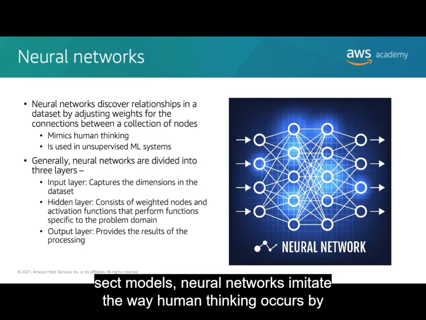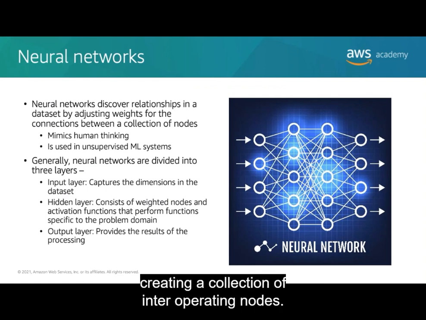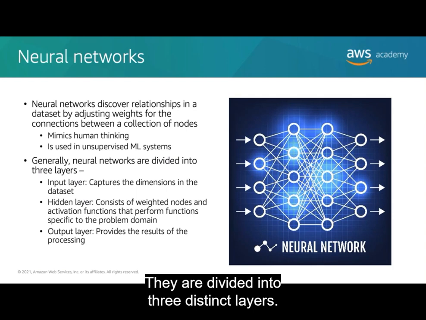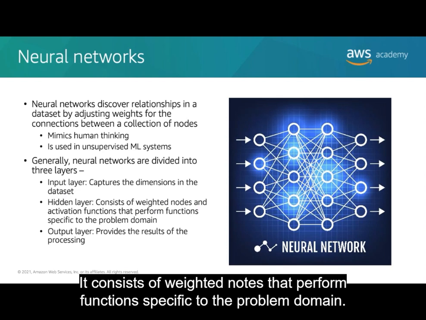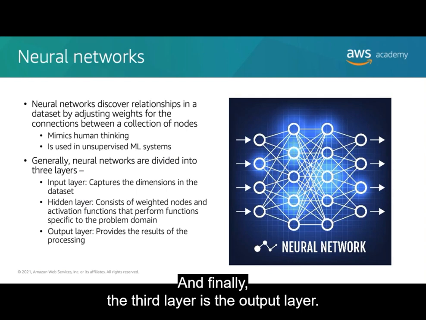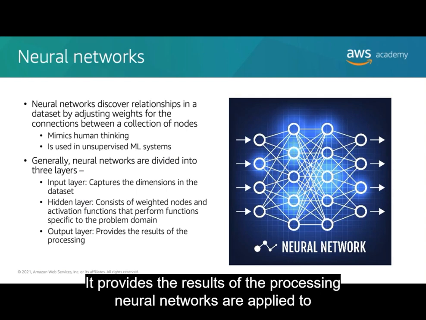Neural networks imitate the way human thinking occurs by creating a collection of interoperating nodes. They are divided into three distinct layers. The first layer is the input layer. It captures the dimensions in the set. The second layer is the hidden layer. It consists of weighted nodes that perform functions specific to the problem domain. And finally, the third layer is the output layer. It provides the results of the processing.